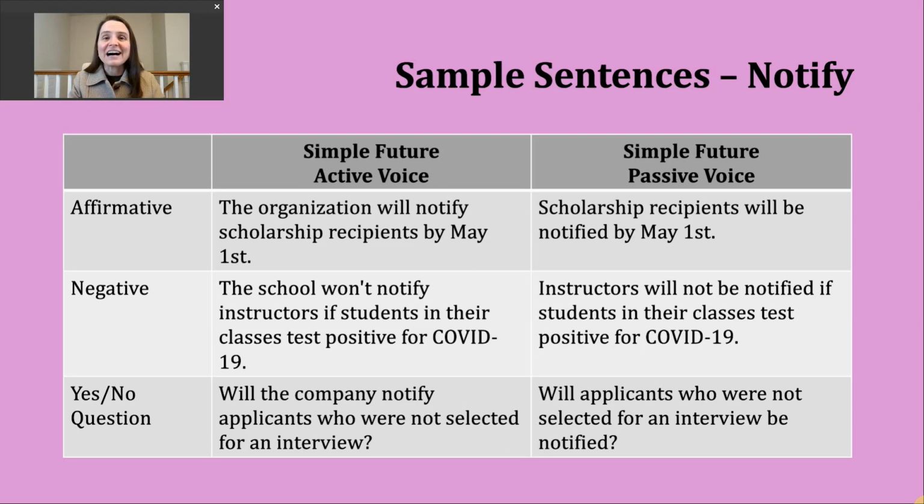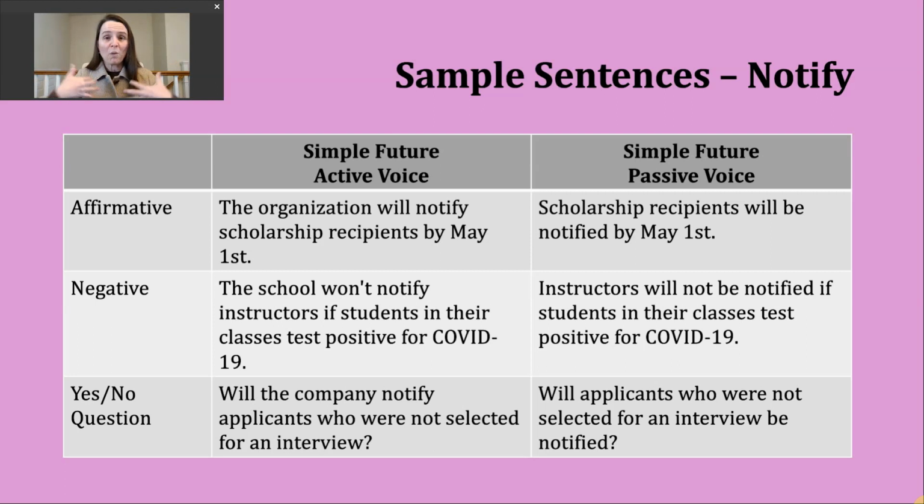Okay, now the real sentence I saw is our passive voice here. So again, our structure will be who's receiving that information. So here it's instructors, teachers. Then we're going to use will not, be, and then our participle form of the verb. So a passive voice: instructors will not be notified if students in their class test positive for COVID-19. And if this information is coming from the superintendent, leaders within a school, it might be obvious.